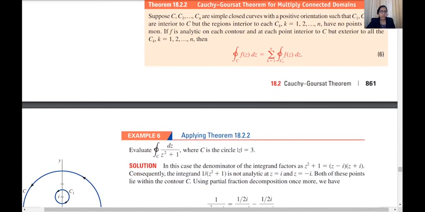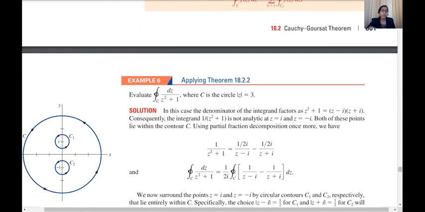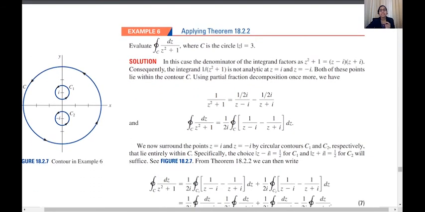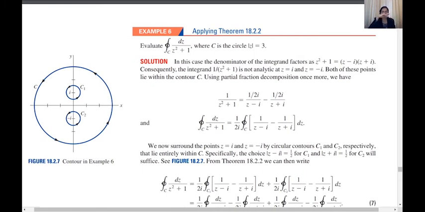So let's just see how we can do this example. We are asked to evaluate integral over C dz by z square plus 1, where C is the circle mod z equal to 3. So the contour in this example is a circle with center 0 and radius 3. We have drawn the contour; we can see in figure 18.2.7 the contour given to us.